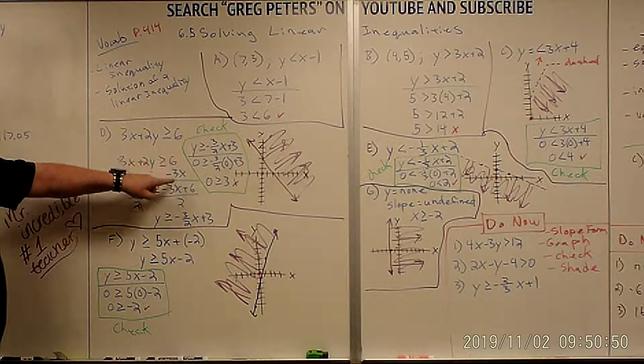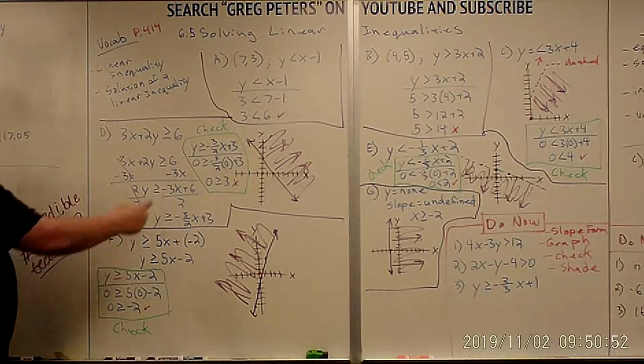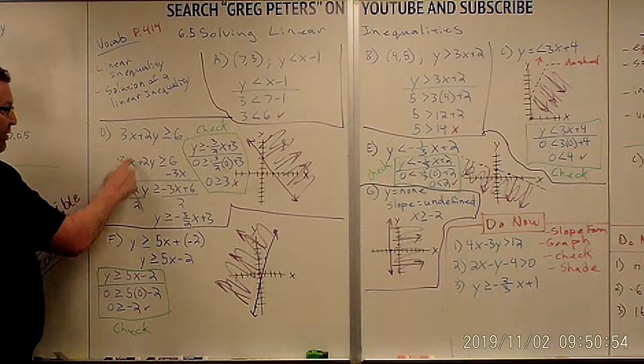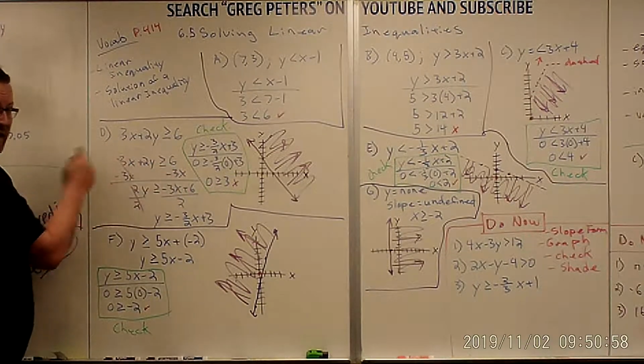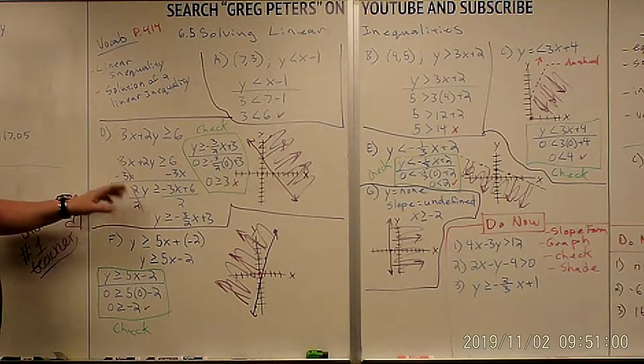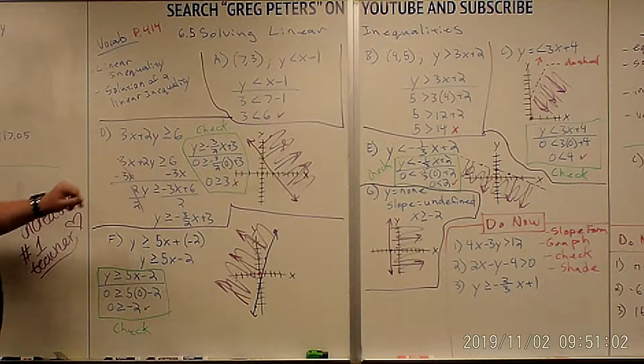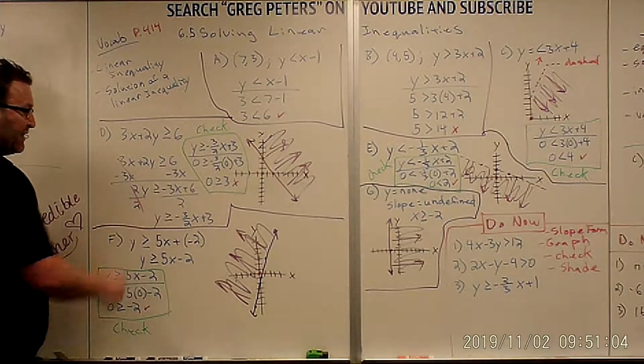Can I combine these? No. I can't because of the x, right? They're not like each other. So it's 2y, bring down my symbol, negative 3x plus 6. Now we're going to divide by 2. Is there anything new here so far? No. Nothing. Divide by 2, divide this side by 2.